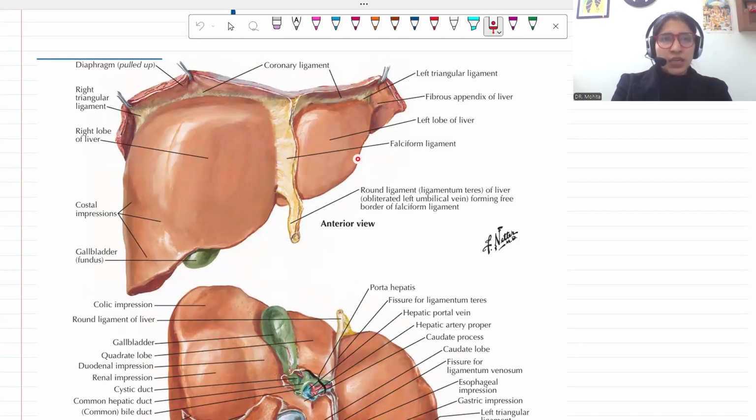अब ध्यान से देखो, these are the peritoneal folds. This also. So in peritoneum, we have already discussed the falciform ligament, which extends like this. We also have this coronary ligament. The coronary ligament itself, when it comes to an end, on the left side it forms left triangular ligament, and on the right side it forms right triangular ligament.